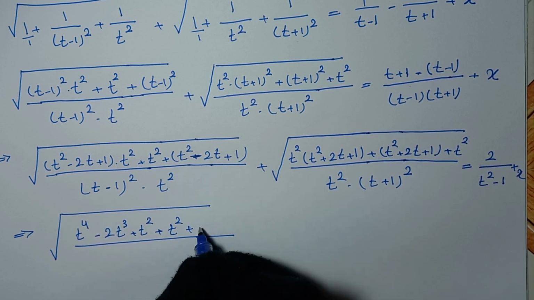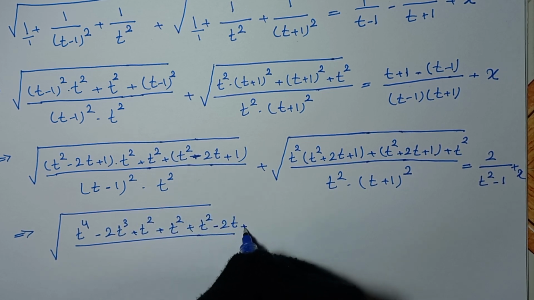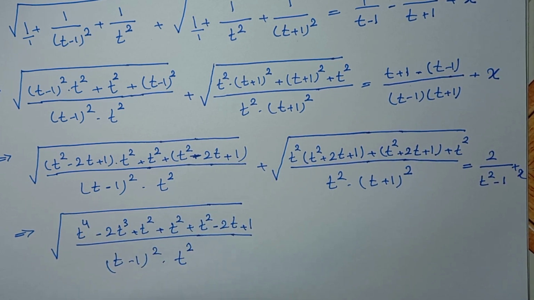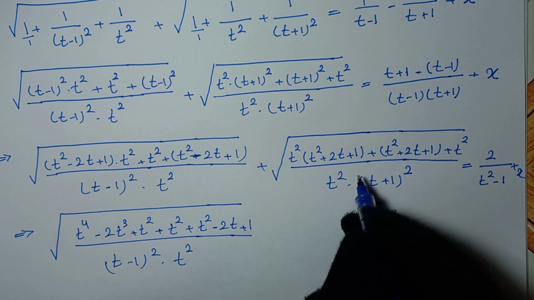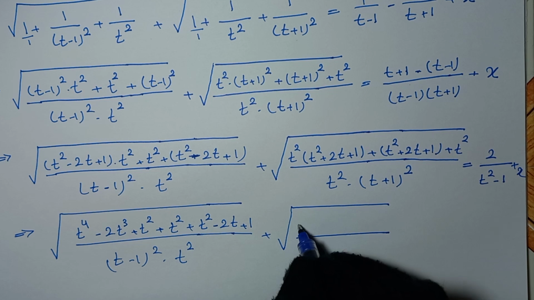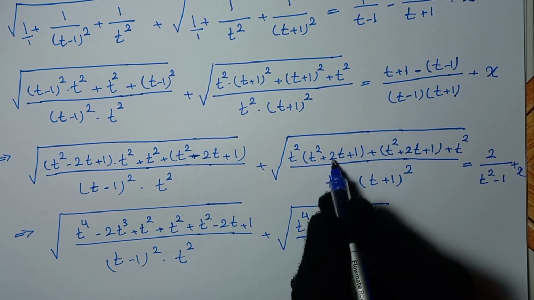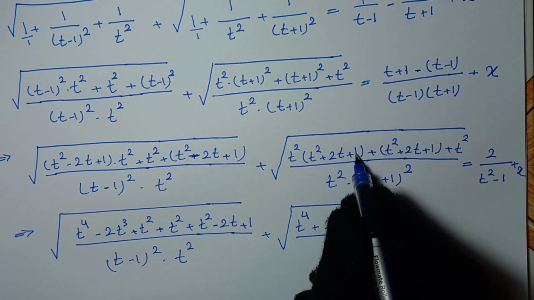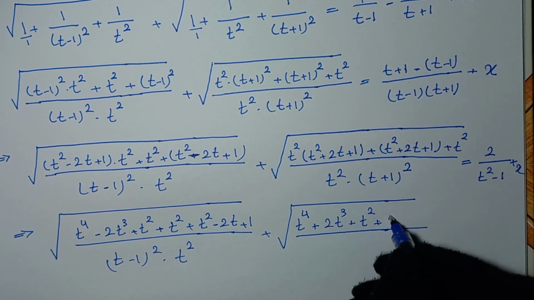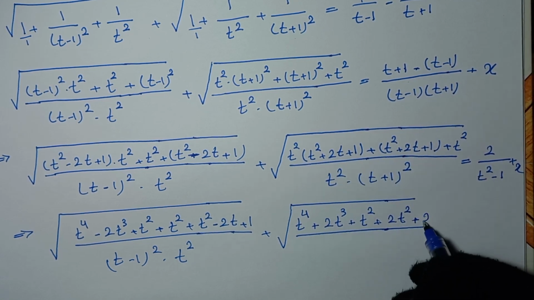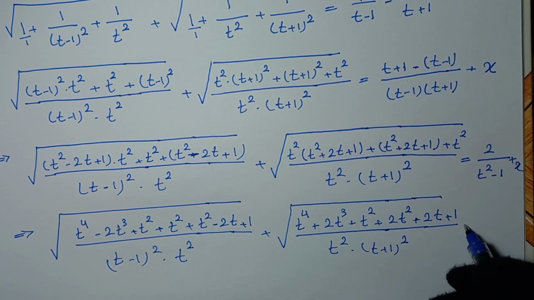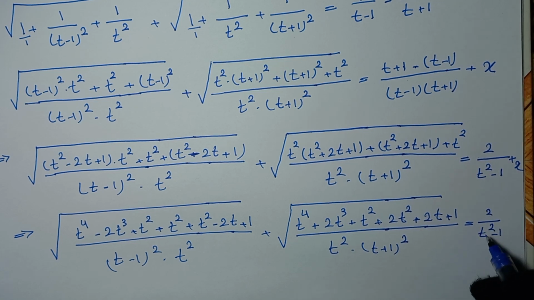Plus this t squared minus 2t and plus 1, and over t minus 1 to the power of 2 times t squared, and in here plus the square root of: t squared times t squared, it will be t to the power of 4 plus 2t cubed plus 1 times t squared, it will be t squared plus, in here t squared plus t squared, it will be 2t squared and plus 2t and plus 1, over t squared times t plus 1 to the power of 2, is equal to 2 over t squared minus 1, this, plus x.